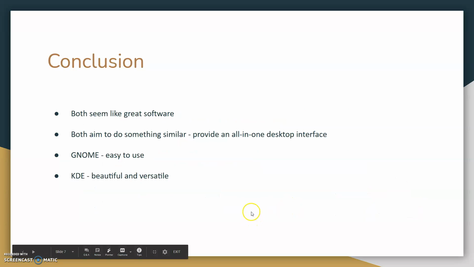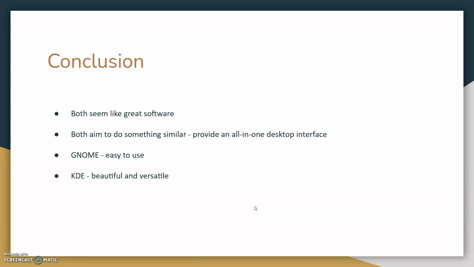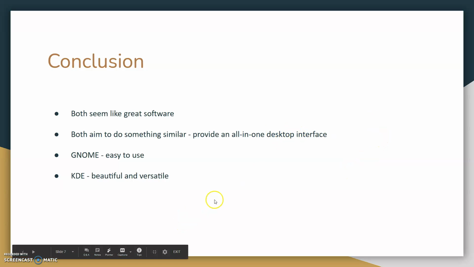So in conclusion, it seems both are great software, both aim to do something similar, providing an all-in-one desktop interface. And GNOME is a little bit more, again, beginner user friendly. It's a little bit easier to use, and KDE is beautiful and versatile and has great graphics and design to it. So both of these are great to use, and I enjoy learning about both of them.